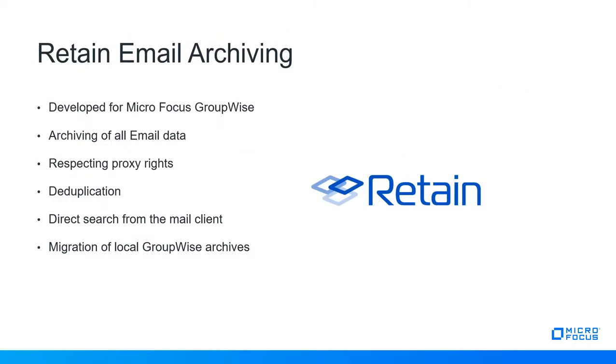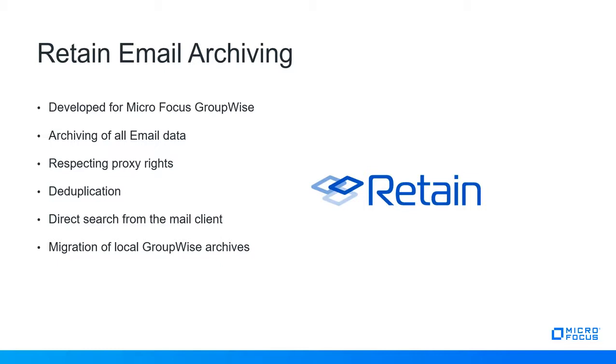So Retain is, as I said, originally developed for Microfocus GroupWise, at that time still called Novell GroupWise. And what we can do with Retain is archive all of the data from the GroupWise environment and store that on one spot in one archive. We also offer or respect the proxy rights. So if I, for instance, give Guido proxy rights to my GroupWise mailbox, then if this feature is activated in Retain, he can also look into my archive.